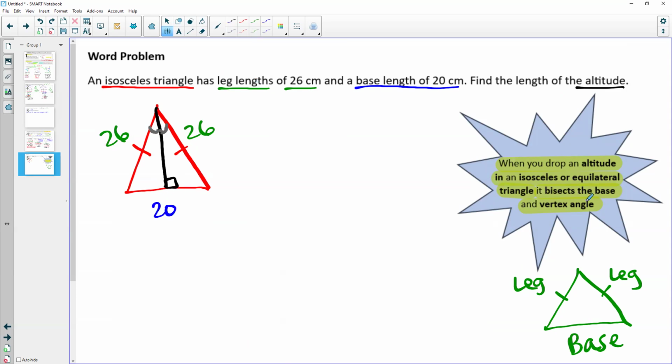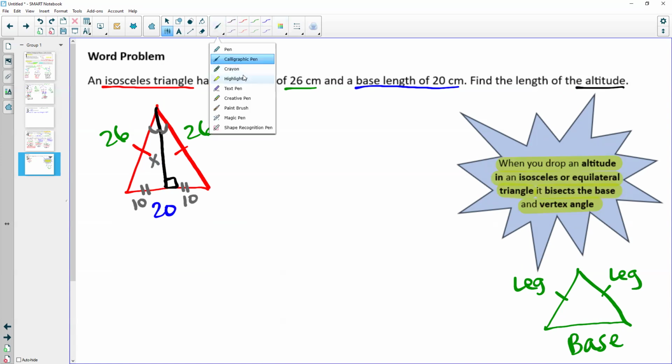But what is important is that it also bisects the base. So this base of 20 is now being bisected. If this 20 gets bisected, it means that it got cut in half. So this would be 10 and 10. Now, the question here is asking you to find the length of the altitude. My altitude is this black line here, so I'm going to call it x.